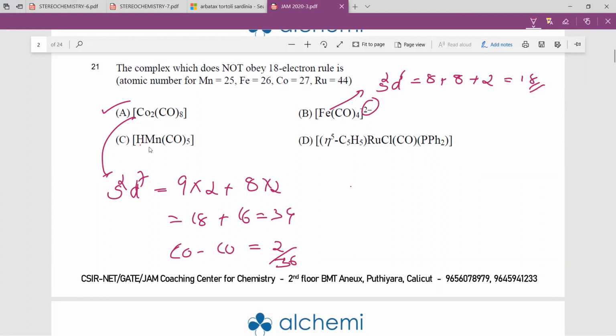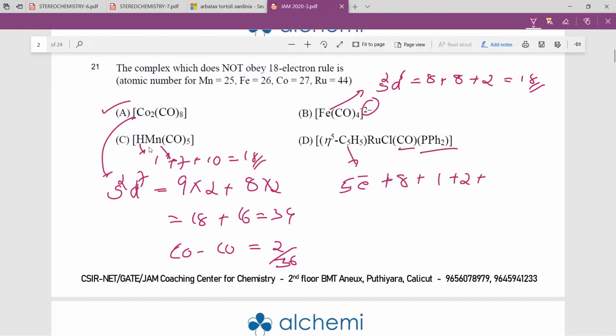Option C: in this case, hydrogen provides 1 electron, Mn d5s2 is 7 electrons, plus 7, CO 2 into 5. So it also follows 18 electrons. Option D: in this case, you can see eta 5 C5H5 means a 5 electron provider, 5 electrons, plus ruthenium is from the family of iron, so it provides 8 electrons. Chlorine 1 electron, plus CO 2 electrons.